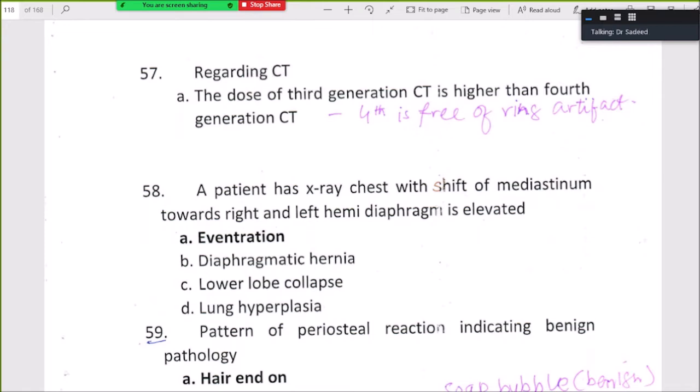Again, CT: the dose of fourth generation is free of ring artifacts, and the dose of third generation CT is higher than fourth generation, which is wrong. But the answer is that the fourth generation is free of ring artifacts. Dose is higher in the fourth one, but fourth generation is free of ring artifacts.